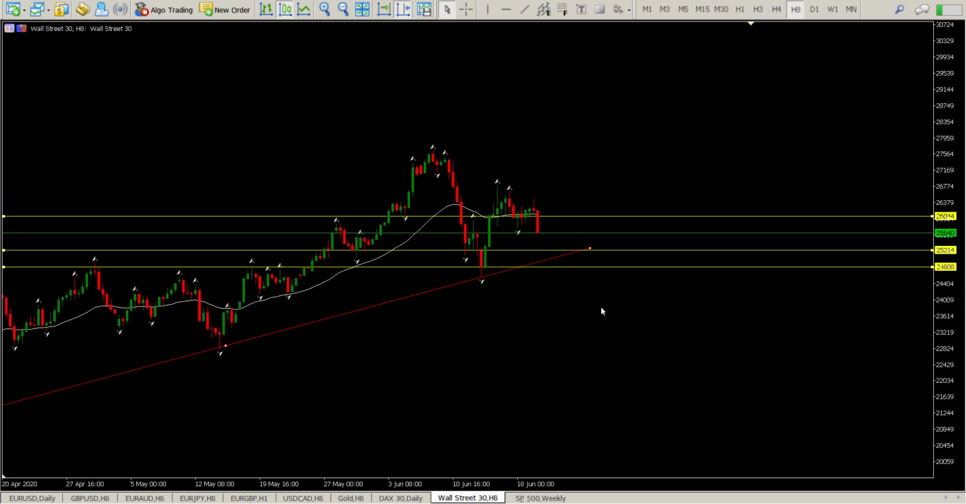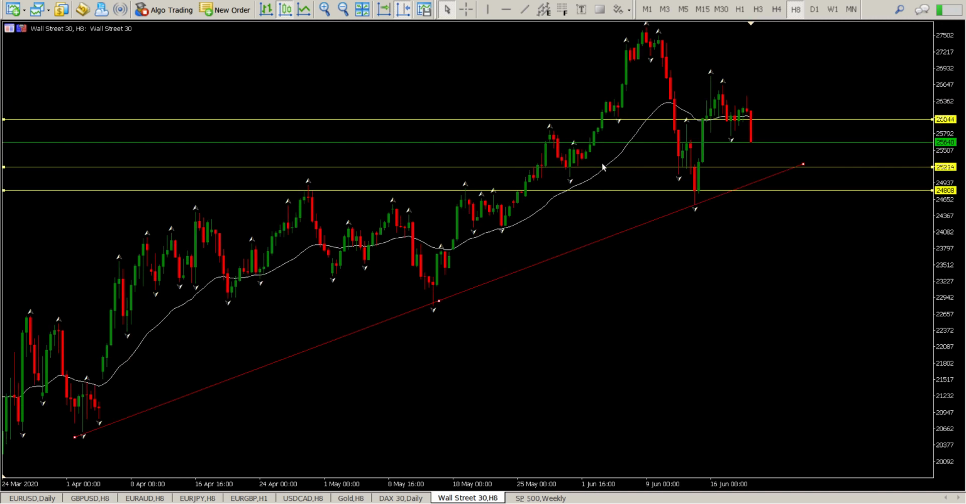I'm more inclined to believe that we're looking for support, and the buyers are going to step in from support to drive it up. The fact that the Nasdaq is at an all-time high, and the S&P and the Dow Jones are lagging is another story completely.